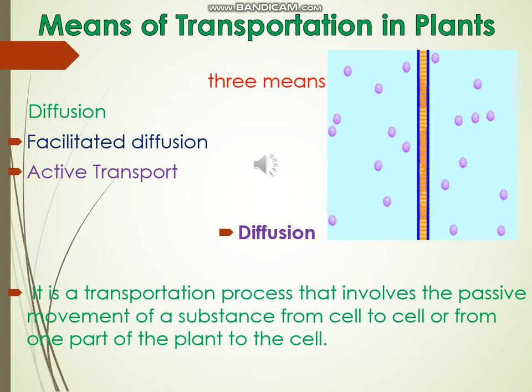The movement of molecules takes place in a random fashion and does not involve the expenditure of energy. It is a slow process. Here, the substance moves from a higher concentration region to a lower concentration region. Diffusion is the only means of transport of gases in plants. The rate of diffusion depends on the temperature, pressure, and mainly on the gradient of concentrations.